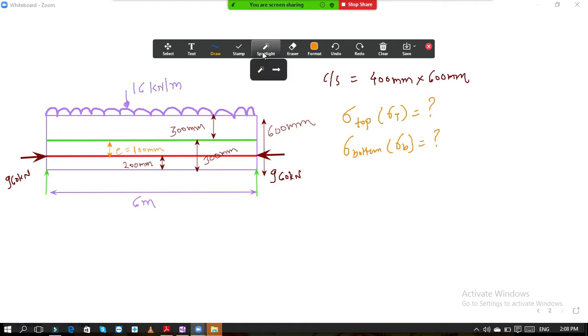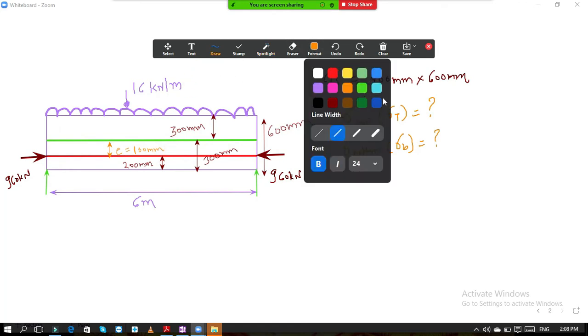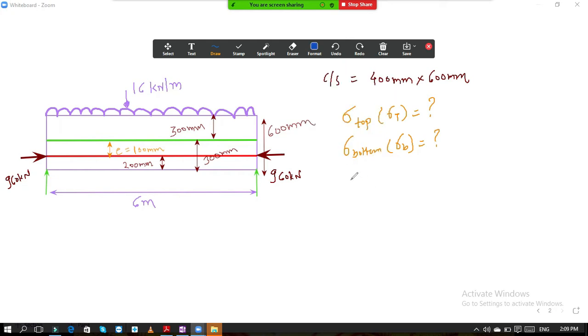Okay. So now first thing is, it should be clear in your mind that the tendon is not at the neutral axis. So tendon is not placed at the neutral axis. So eccentricity is not zero. Eccentricity is present, and if the eccentricity is present, bending stress due to eccentricity is also present. So problem is very simple. We will go step by step. So first of all, eccentricity is equal to 300 minus 200, which is equal to 100 mm.